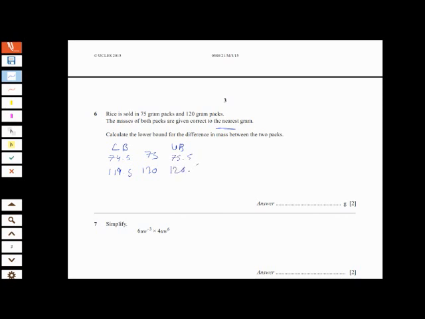So now they want to calculate the lower bound for the difference. So what pair, if you minus them, will give you the lowest number? It would be this, 119.5 minus 75.5. That would give you 44 grams. That's the answer.